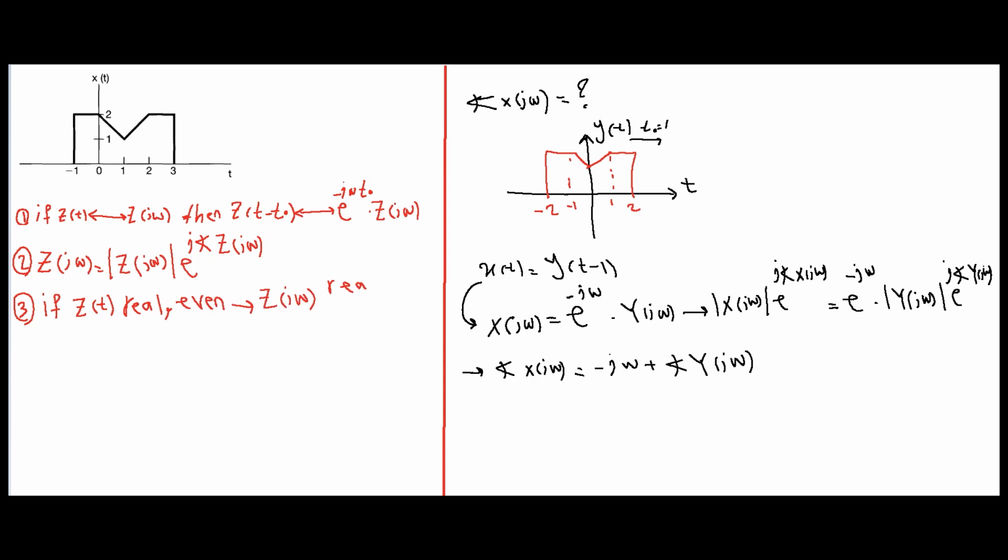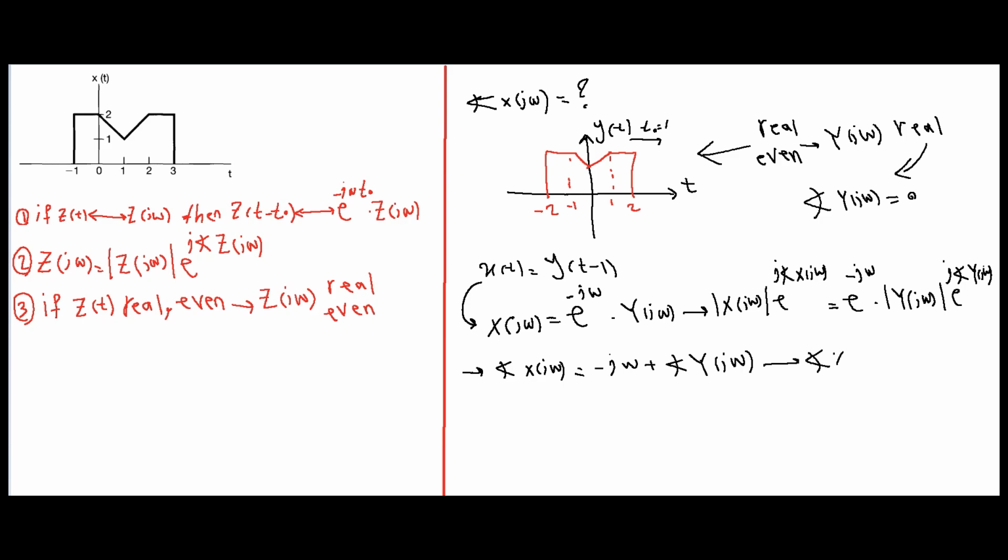Now we need to find the phase of Y. According to the third point, if a signal is real and even, its Fourier transform is also real and even. If you look at y(t), it's a real and even signal. So Y(jω) is also real and even. Now, any Fourier transform that's real has a phase equal to 0 because it has no imaginary part. Therefore, the phase of Y is 0, and as a result, the phase of X(jω) is obtained as -ω.